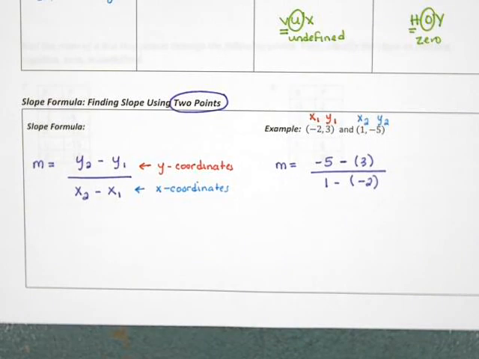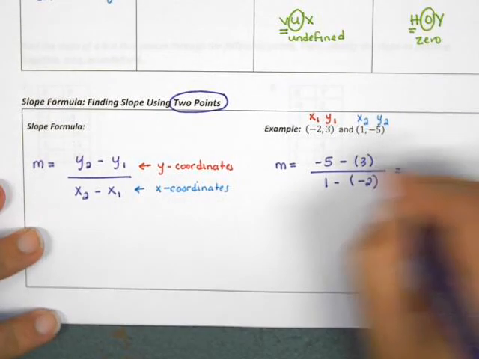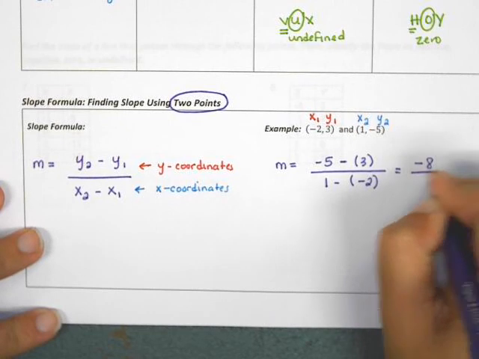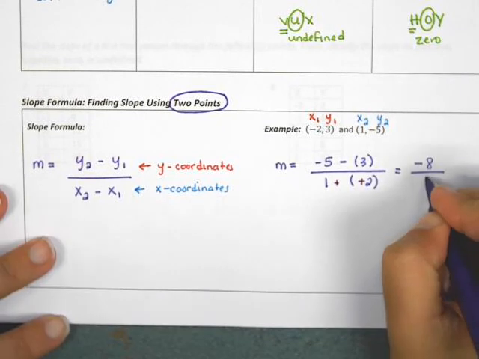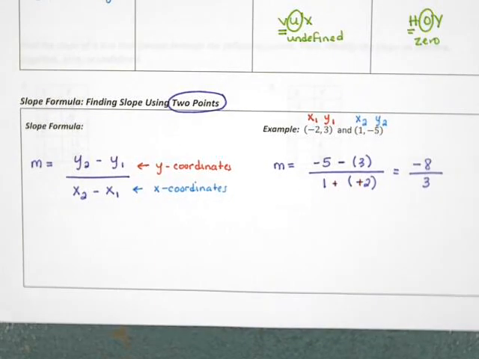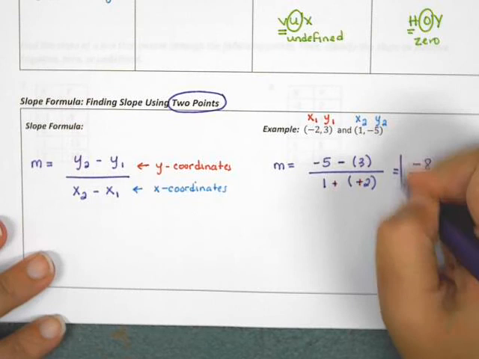Now we simplify. -5 minus 3 would be -8. A minus and another minus turn into a plus. And 1 plus 2 is 3. Now 8 and 3 cannot be reduced. They don't divide nicely. They have no common factors. So this is my final answer.